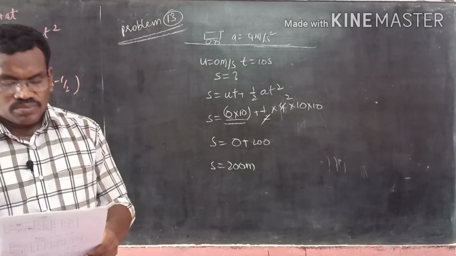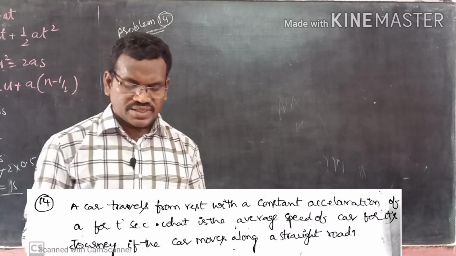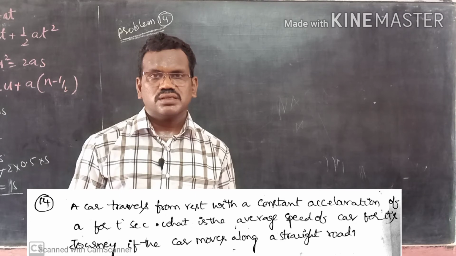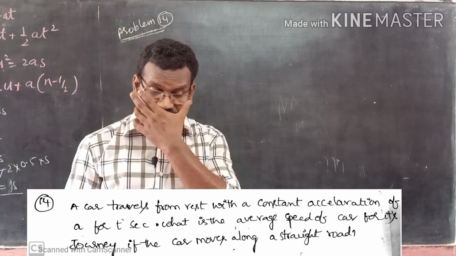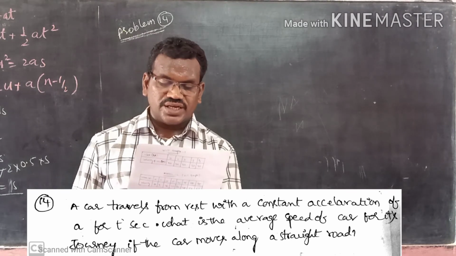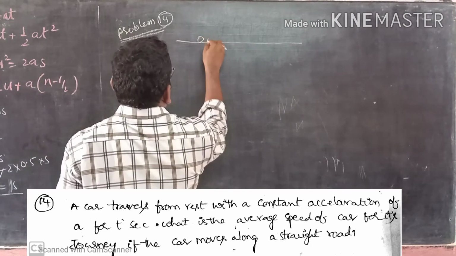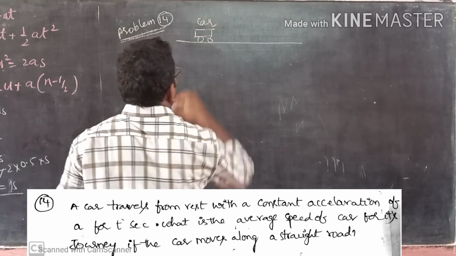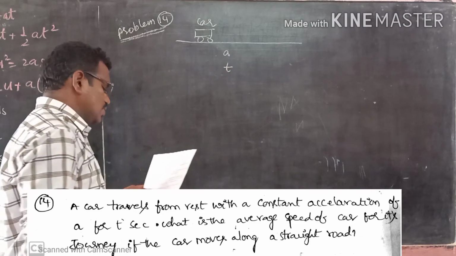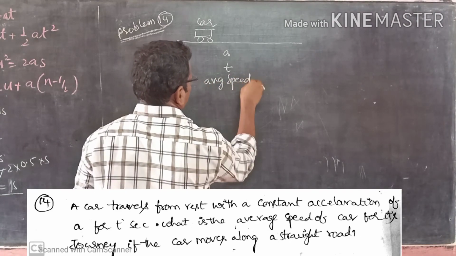Now let us solve problem number 14. A car travels from rest with a constant acceleration of a for t seconds. Means here they have not provided the acceleration as well as time. What is the average speed of the car for its journey if the car moves along a straight road? See, here a car is there. This car is moving on a straight road. The acceleration of the car is a and the time period is t. We should find out the average speed of the car.